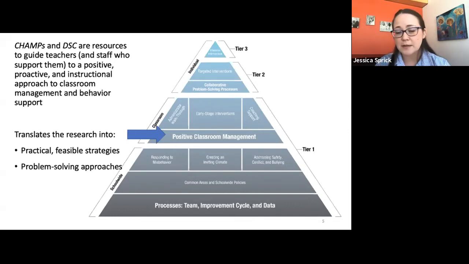So CHAMPS and Discipline in the Secondary Classroom, if you see DSC, that's just referring to our high school version. CHAMPS is primarily a resource that's geared through kindergarten through 8th grade, or pre-K through 8th grade. Discipline in the Secondary Classroom, actually one of the main things that we did in the revision of DSC is we created far more alignment and consistency between CHAMPS and DSC. So you're actually going to find that these resources are not that much different.